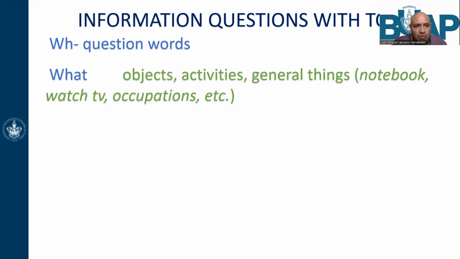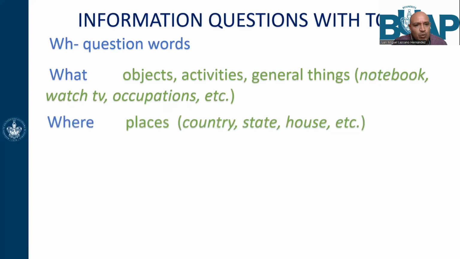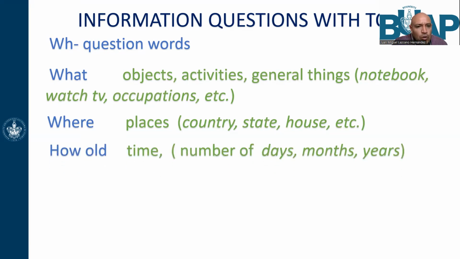The next word that we're going to see is where. This one is going to be used when we want to know about places. Next one is going to be how old. This will be used when we want to know about the time. For example, the number of days, the number of months, the years.